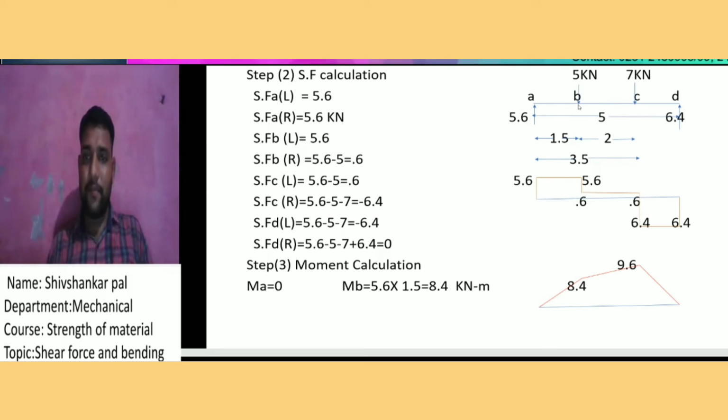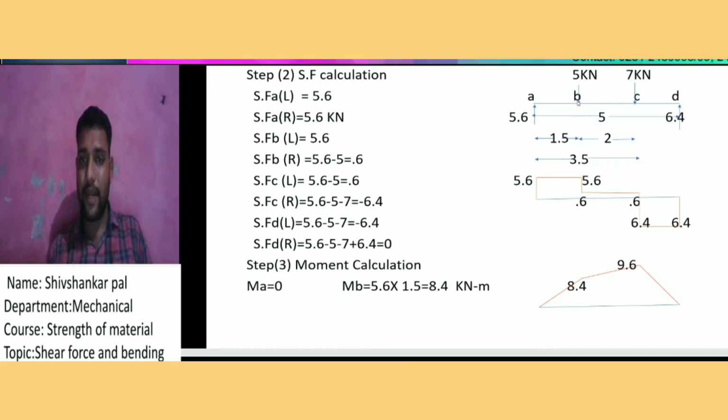And moment at point B. Here I am starting from this side, as I did during the shear force diagram, where the shear force started from this side and did not take the other side's forces. So for the moment diagram too, I start from this side and only consider the forces available on this side.